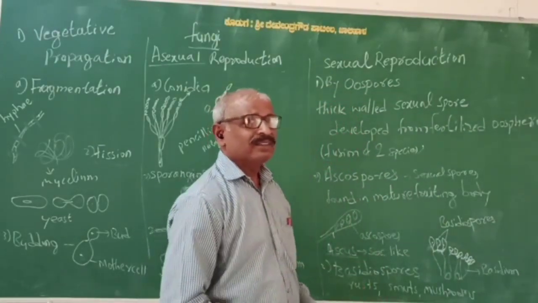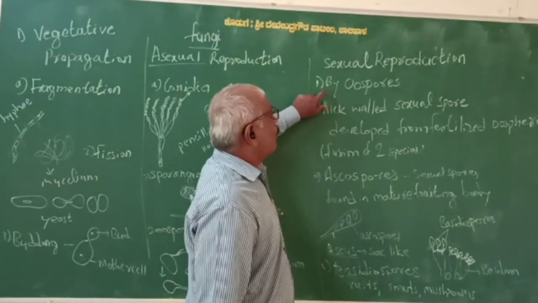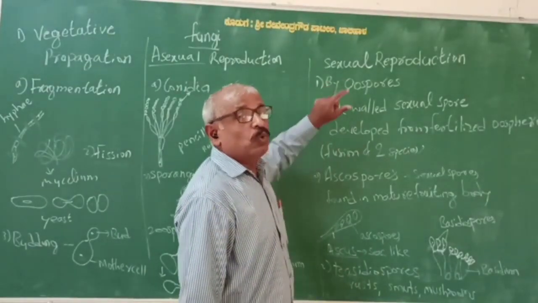How sexual reproduction happens in 3 steps, we will see in the next stage. But here it is by production of the oospores. We call them oospores.